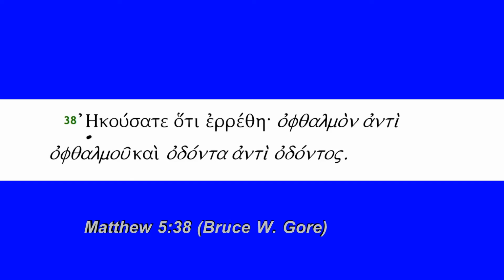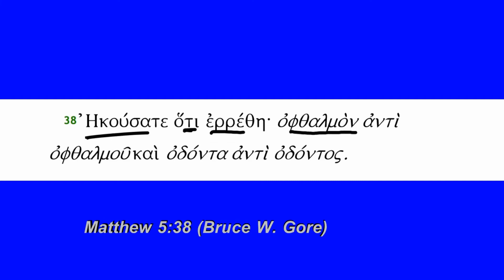So we have akousate. It's from akouo, I hear. This is the second person plural, aorist active indicative. So akousate, you heard. You have heard is the way it sometimes is rendered, but it's the simple aorist. So you heard, hoti, the conjunction. Errhethe, from ereo, means to say. This is third person singular aorist passive indicative. So it was said.